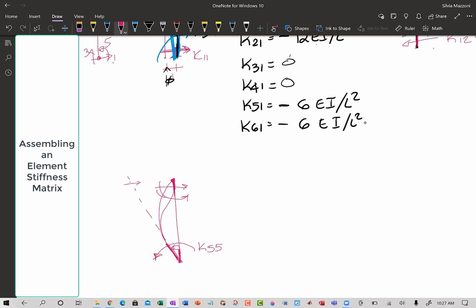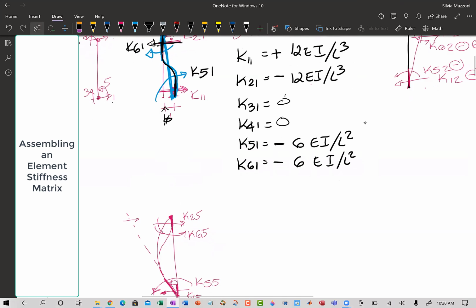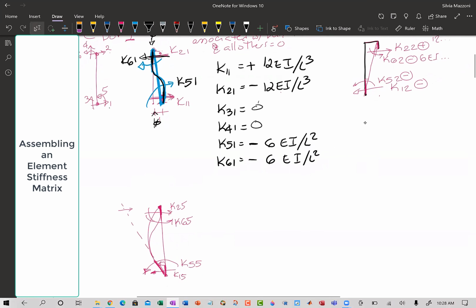Now, because this force here is to the right, this is the only one that I can't do intuitively. The force here has to be to the left to be equal and opposite. Okay, so this is K55, this is K15, this is K25, and this is K65, because those are my degrees of freedom that I had.